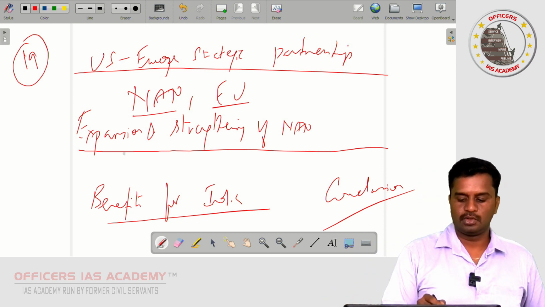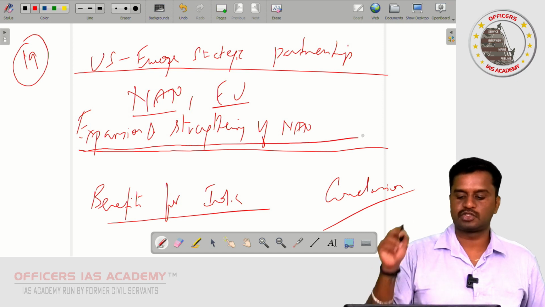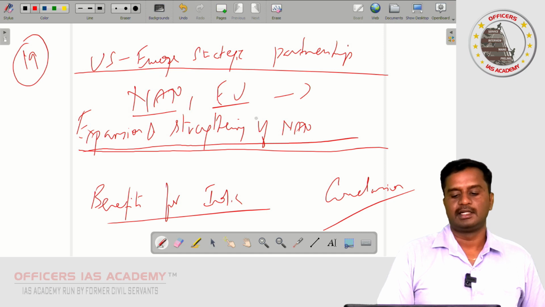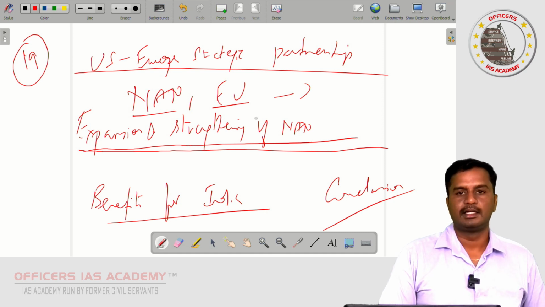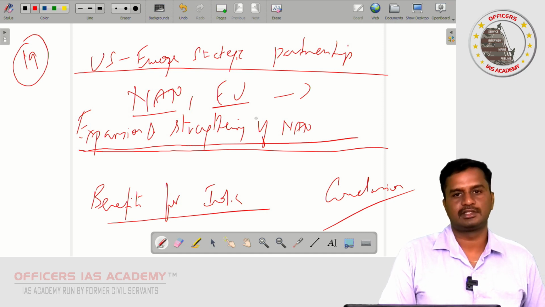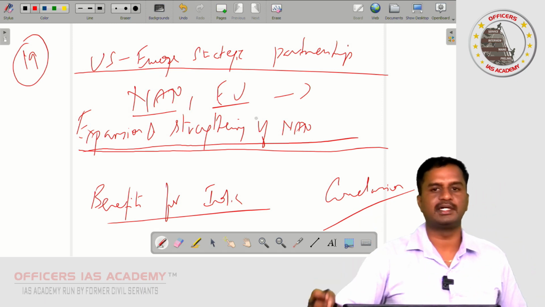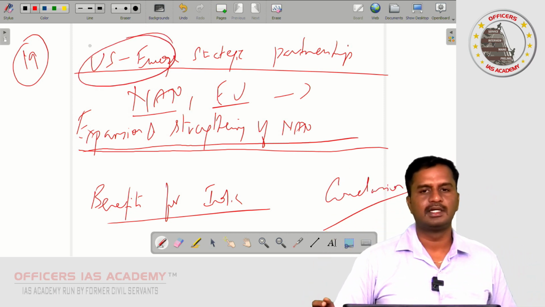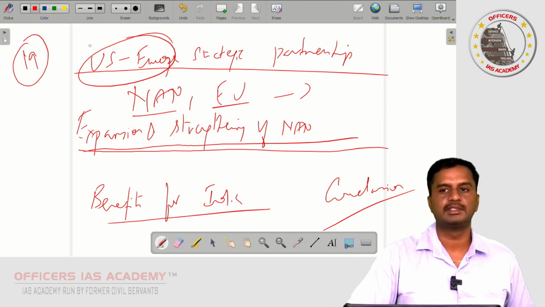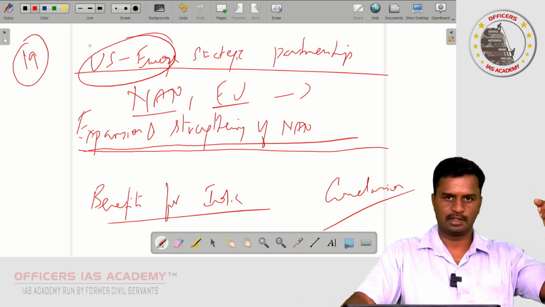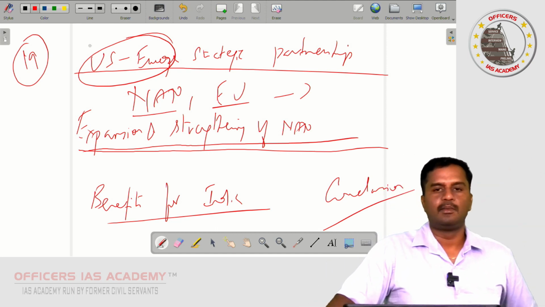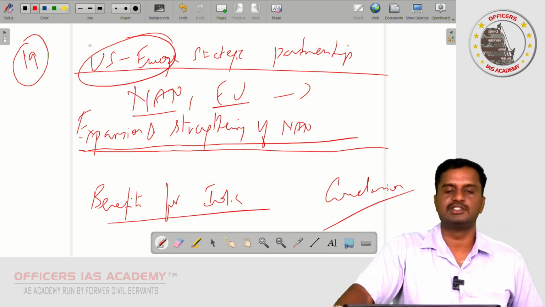Next, come to expansion and strengthening of NATO. You can also add that countering Russian and Chinese aggression and imperialism is also an important task for US and Europe. In simple words, the Cold War legacy is still continuing. So this is a challenge for US and Europe. US and Europe are referred to as the West as far as politics at the international level is concerned.